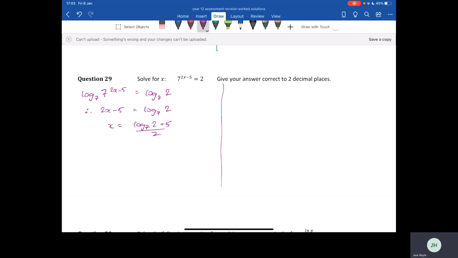Correct to 2 decimal places. Log to the base 7 of 2, add 5, and then divide by 2. That's 2.68.